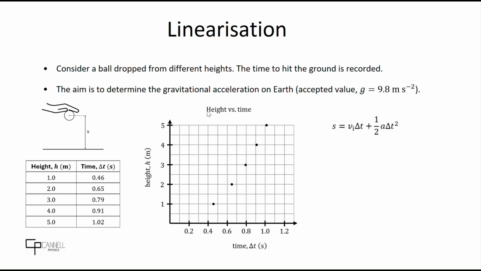And the title of the graph is always the vertical axis name versus the horizontal axis name, hence height versus time. So if you look closely at these dots, a straight line doesn't really go nicely through these dots. I mean, you could do it such that maybe these two end dots are above the line and these other 3 are below the line.